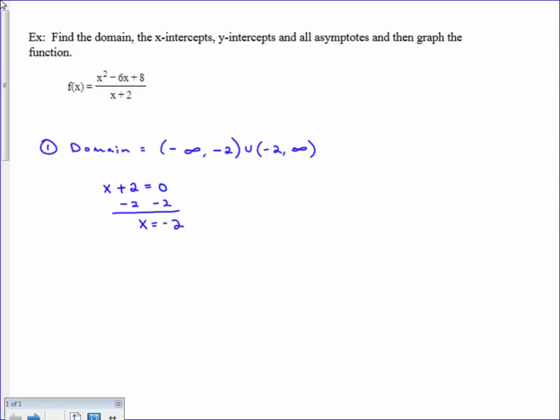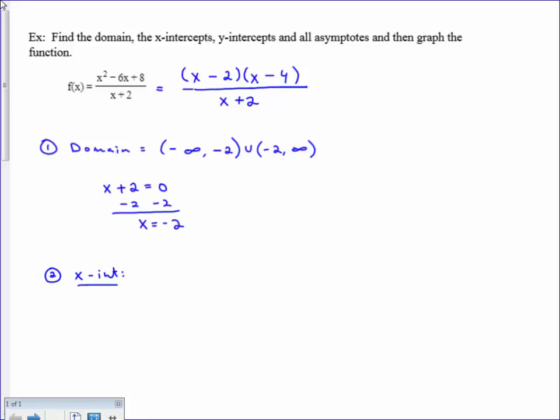The second thing I want to do is find my x-intercepts. To find my x-intercepts, I first need to factor the original function. We can see that the top may factor. The bottom is already factored. Looking at the top, I'm looking for factors of 8 that add or subtract to -6. So I may be able to use 2 and 4. If I make both of them negative, the -2 times the -4 would give me +8, but -2 plus -4 would give me the -6 in the middle.